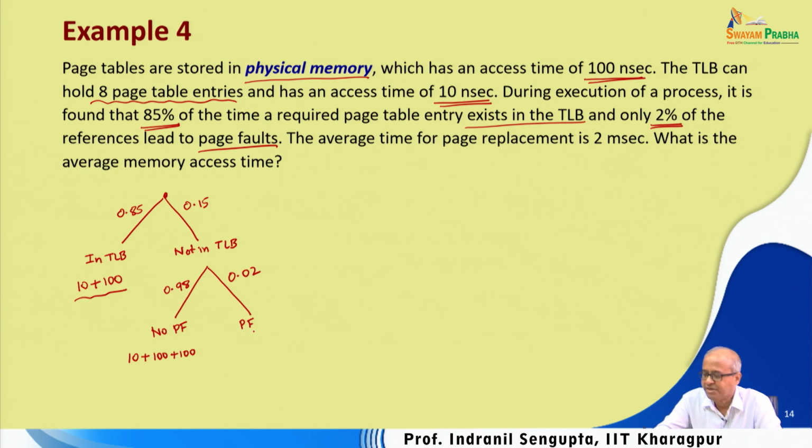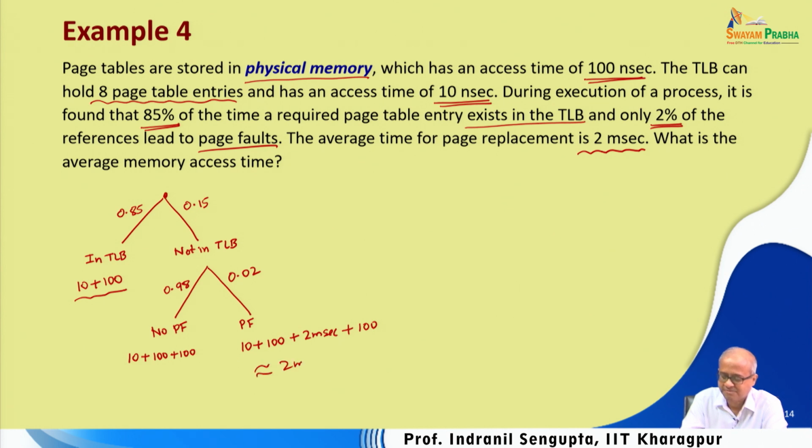But if there is a page fault, it is said average time for page replacement is 2 millisecond. So, for page fault it will be again 10 for TLB, 100 for accessing the page table, which will generate a page fault, then 2 milliseconds to load the page, and finally 100 to access the memory. So, because these are nanoseconds and 2 milliseconds, this is approximately 2 milliseconds, because millisecond is much larger than nanoseconds.